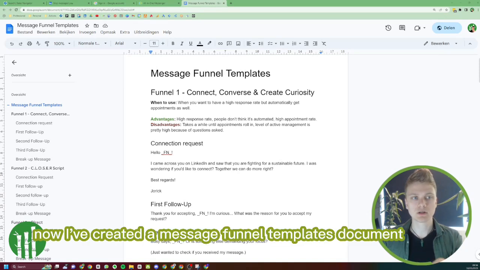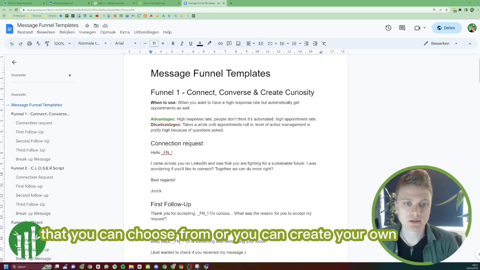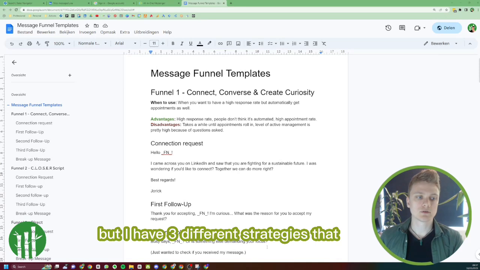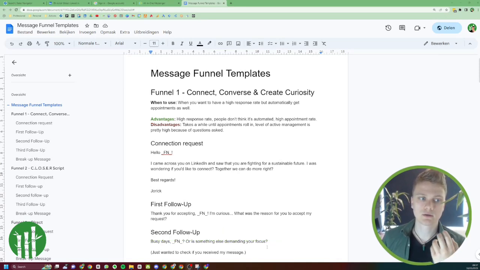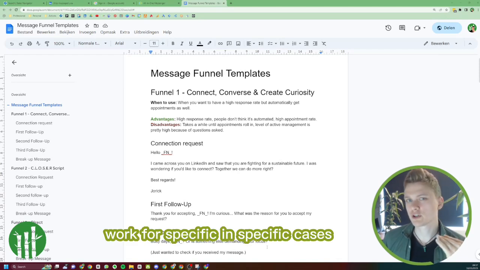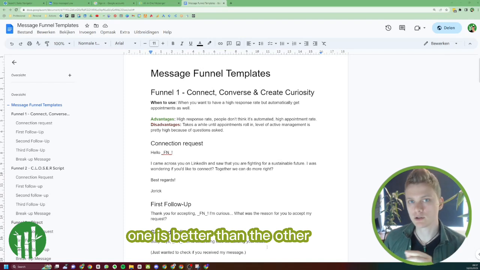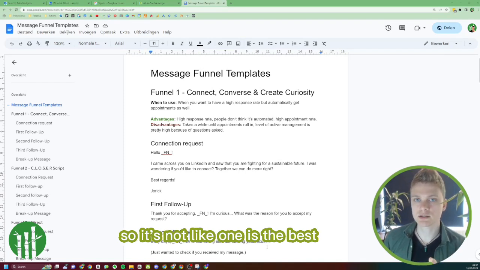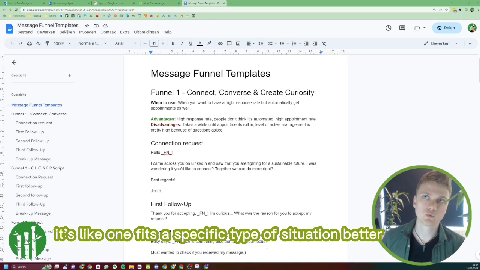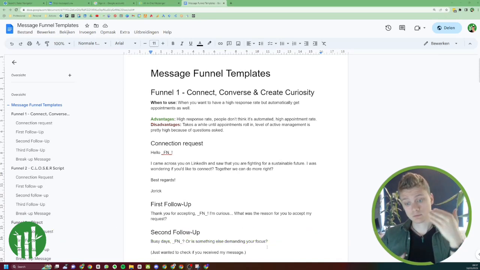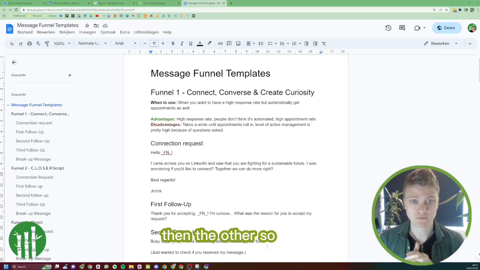Now, I've created a message funnel templates document that you can choose from or you can create your own. But I have three different strategies that work for specific cases. One is better than the other. So it's not like one is the best. It's like one fits a specific type of situation better than the other.